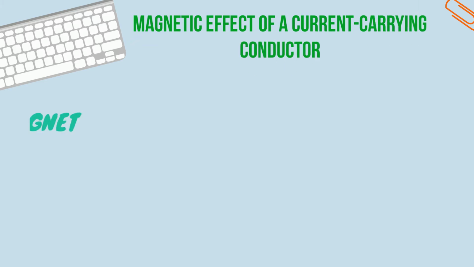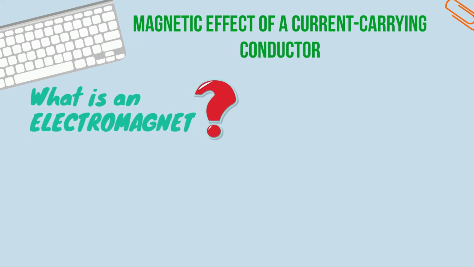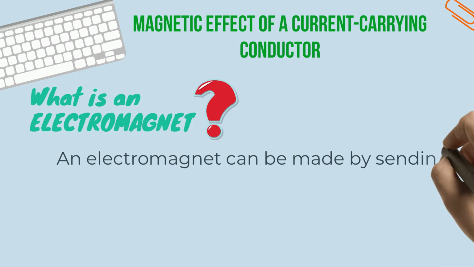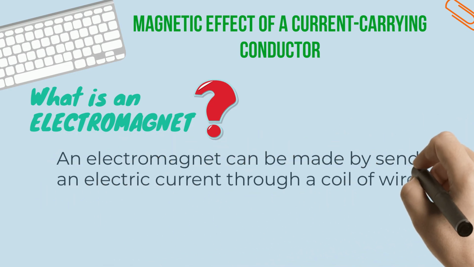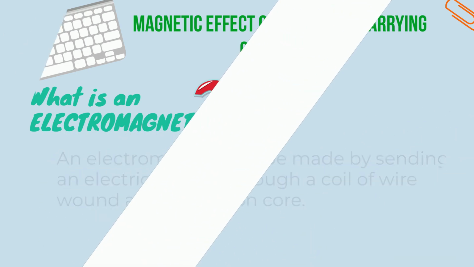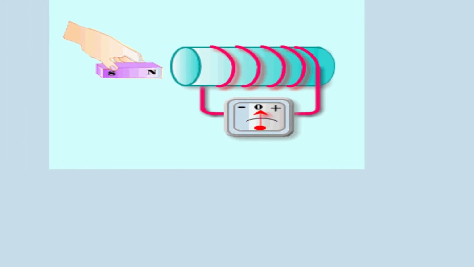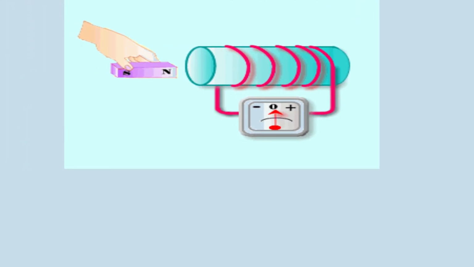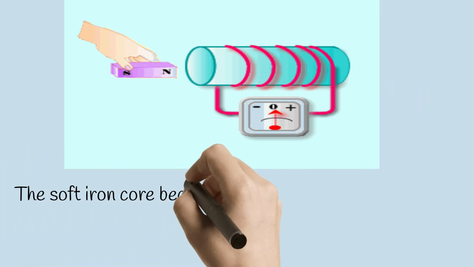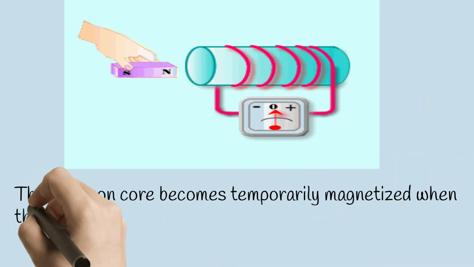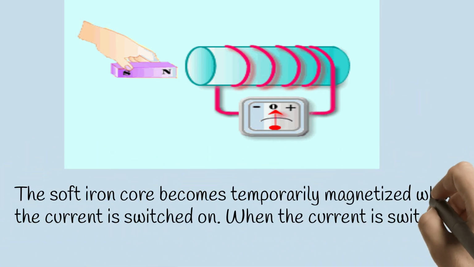First of all, what is an electromagnet? An electromagnet can be made by sending a current through a coil of wire wound around an iron core. Here is a demonstration of a simple electromagnet. When a current flows through a coil, it produces a magnetic field. The soft iron core becomes temporarily magnetized when the current is switched on. When the current is switched off, it loses its magnetism.